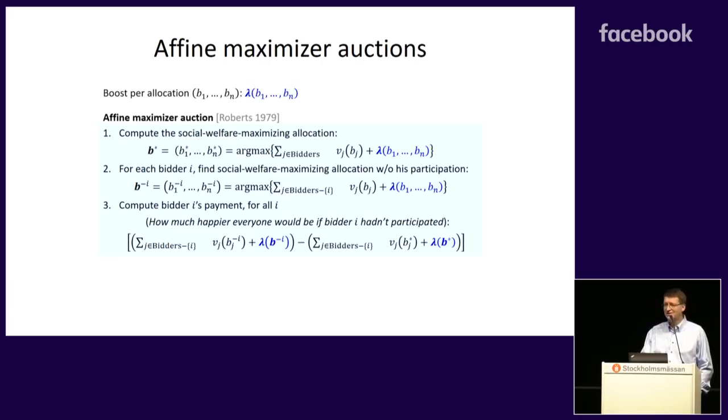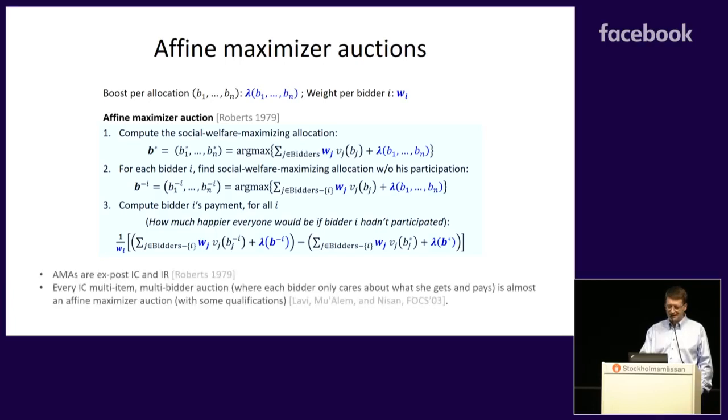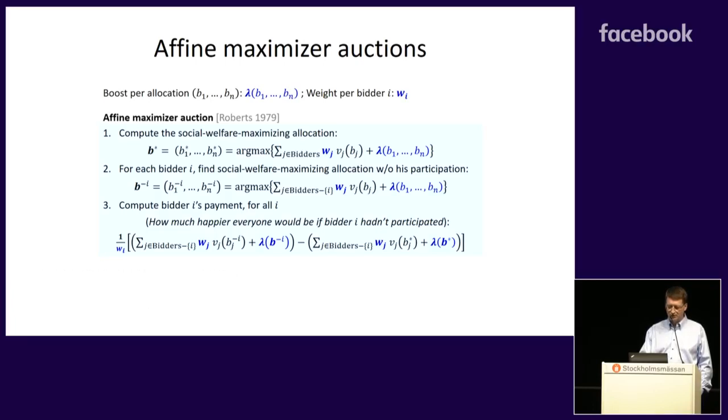Of course, now you might guess that there's an issue of optimizing those lambdas. What should they be? And that's indeed an issue we're going to talk about. But we can do another thing also, which is we can take positive weights W, and we can weight the bidders. So we can multiply the bidders' values with W's, as you can see here, in steps 1, 2, and 3. And now we get a class which is called affine maximizer auctions. This is a class that was introduced by Roberts in 1979. And this class is still incentive compatible, ex post. So we are free to make any of these changes, and we're not going to violate incentive compatibility.